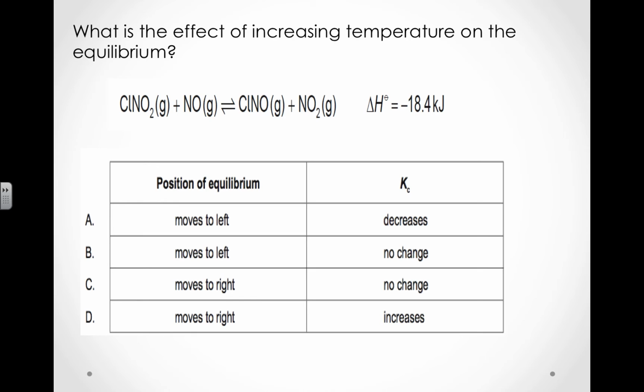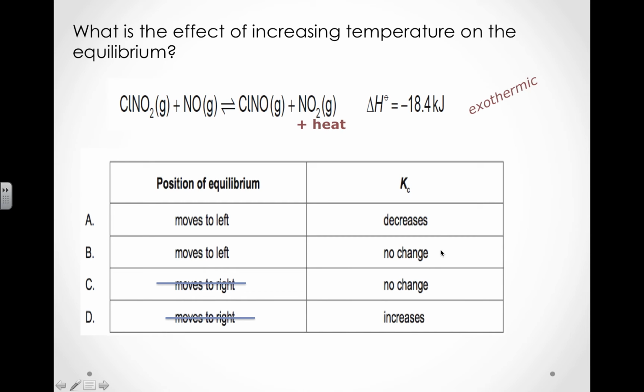Okay, what is the effect of increasing temperature on this equilibrium? Okay, so we have our equation and delta H is negative, which means this is exothermic. So if I think about it, here's heat as a product. So if I increase temperature, I'm adding in a product, that's going to move my equilibrium away from that. It's going to shift it to the left. Okay, so I'm going to cross out C and D because those can't be correct. I know it's got to be either A or B.